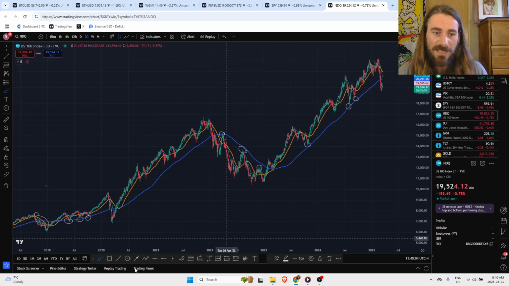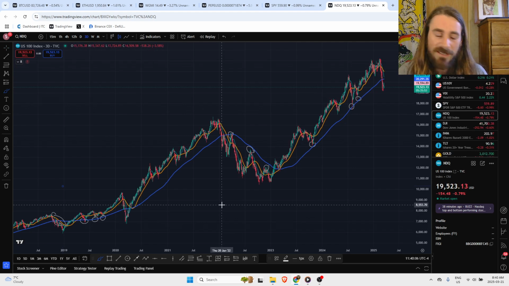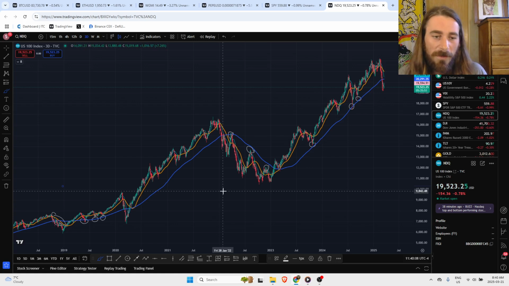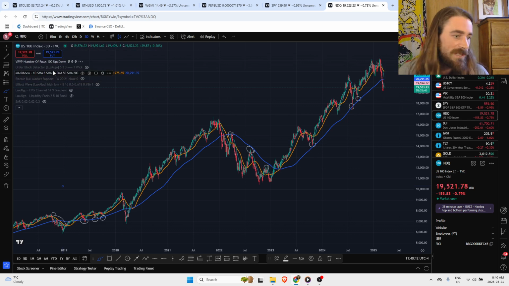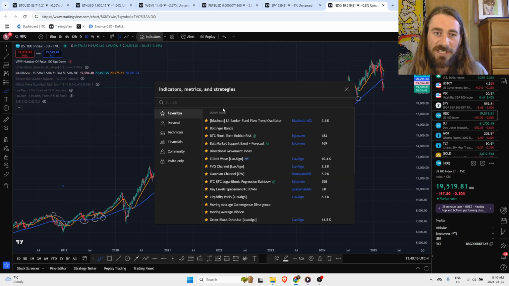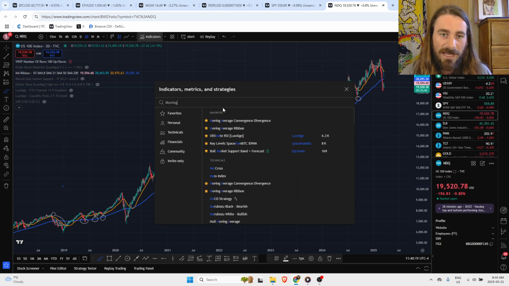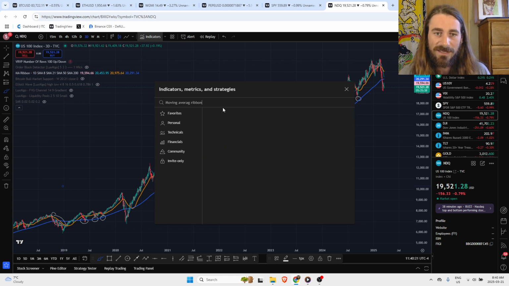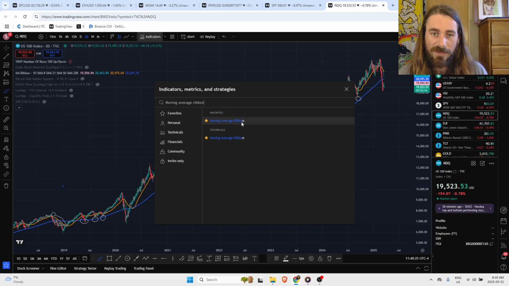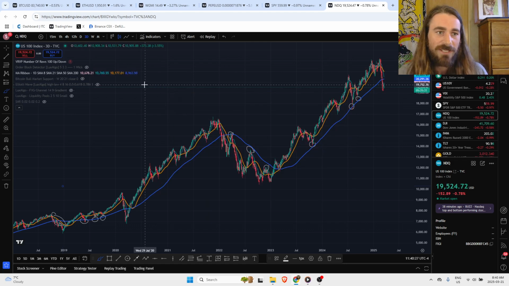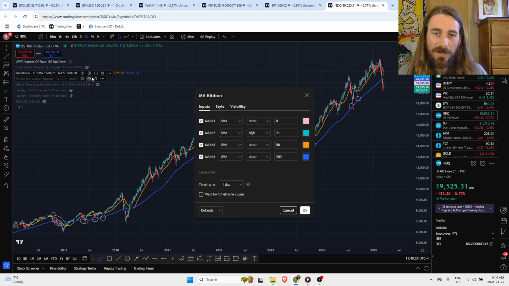Last but not least, we'll take a look at moving averages. Moving averages are another form of support and resistance we can look at. There's a bunch of different ones. The tool I want to show you is the moving average ribbon. If you go to indicators in TradingView and look up moving average ribbon, that's going to be a really useful tool. Essentially it lets you have up to 4 different moving averages open on the chart at once.